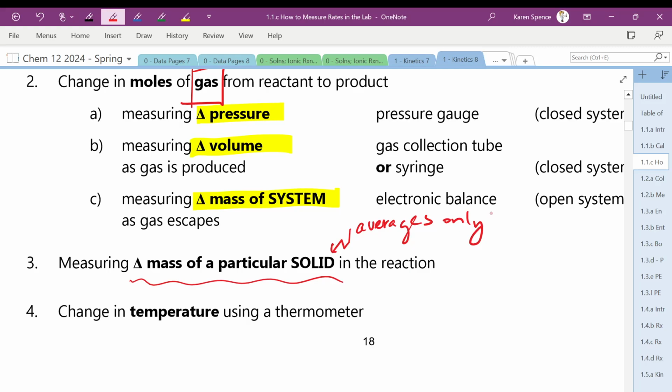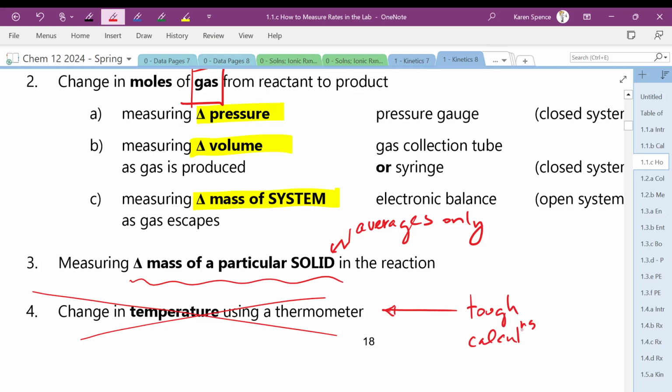And we have 2 minutes and I'm going to use them because I want to get through this last little bit here. I'm just going to cross out change in temperature because the calculations are icky. Tough calculations.